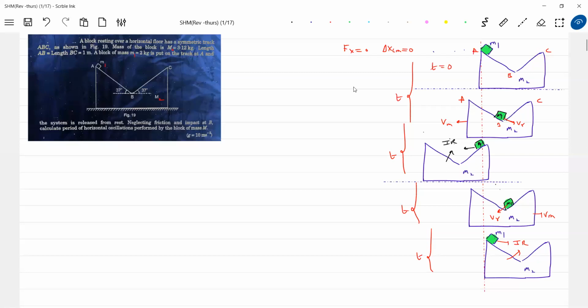Yes, sir. Symmetry. Directly we can. Yeah, symmetry 37 degrees is there, no? So somehow if you can discuss the problem from first and second diagram, I think it'll be over.